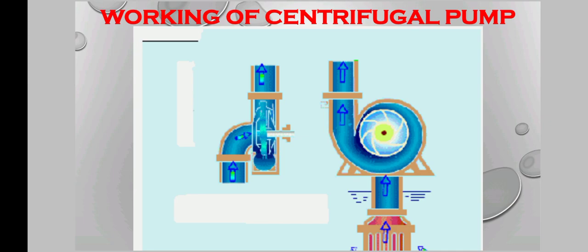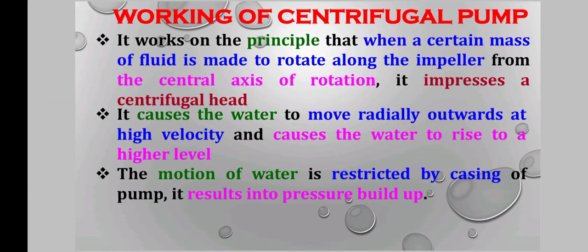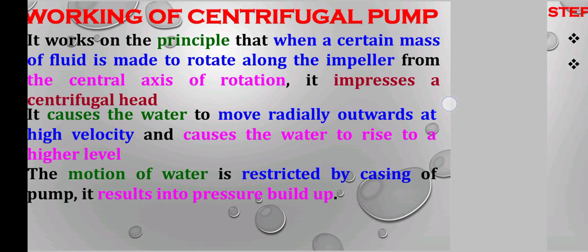We have already seen the working of the centrifugal pump. It works on the principle that when a certain mass of fluid is made to rotate along the impeller from the central axis of rotation, it imparts the centrifugal head. It causes the water to move radially outwards at high velocity and causes the water to rise to a higher level. The motion of water is restricted by the casing of the pump. It results in pressure buildup, which we have already seen.